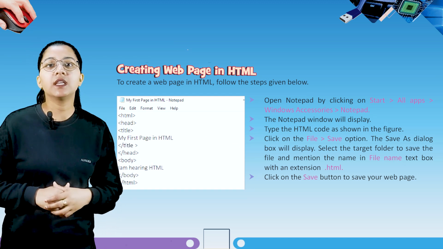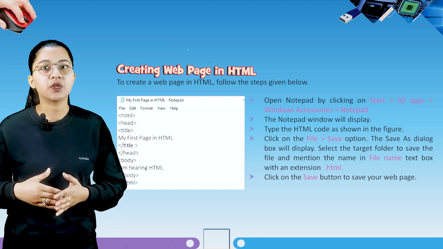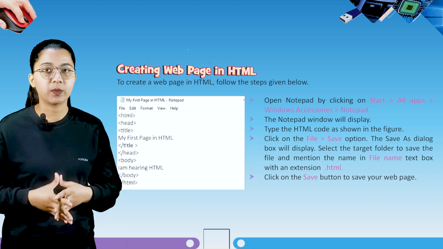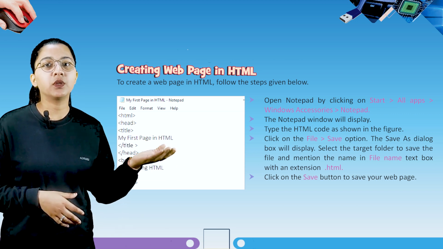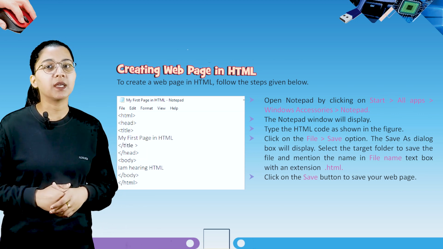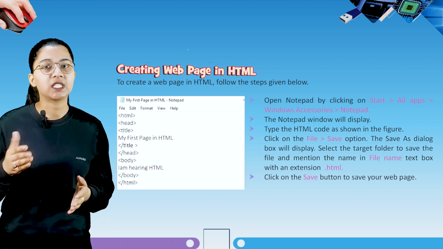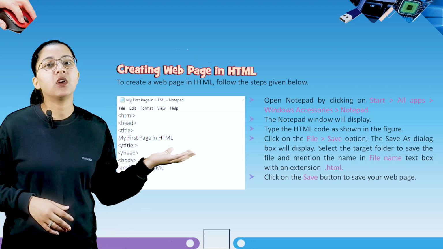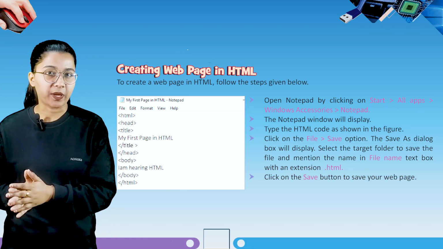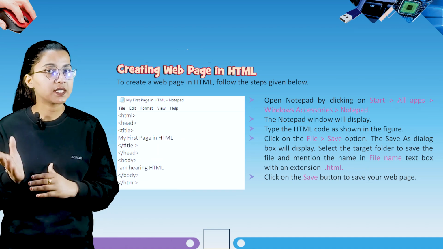Then next, click on the file and then the save option. The save as dialog box will display. Select the target folder to save the file and mention the name in the file name text box with an extension of .html. Lastly, click on the save button to save your web page. So this is how you can create your HTML document.